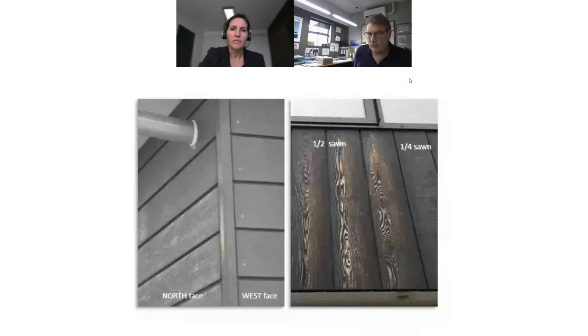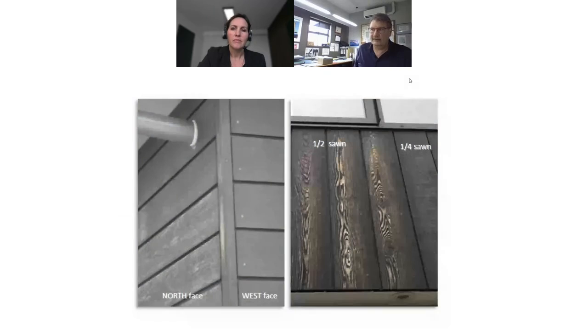Now that's absolutely normal, but I'm just saying that if you were going to put weatherboards on a house, why wouldn't you put the quarter sawn ones on the north face so you don't get that problem? That's all I'm trying to explain here. Because remember, it's natural.